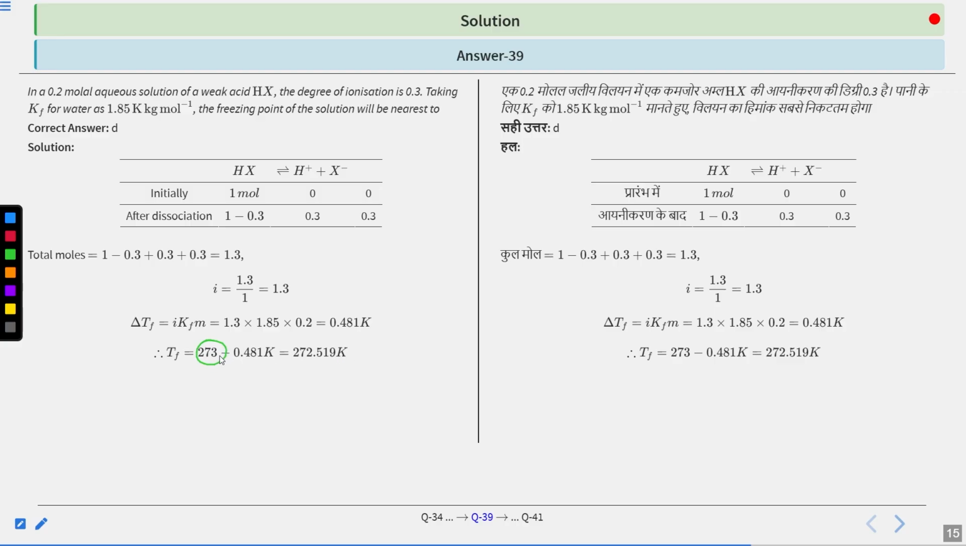So they have done it in this way. You have to calculate it in degrees Celsius, so they do this at last. You see, you have converted to degrees Celsius. It is minus 0.481 degrees Celsius. It will be more convenient if you directly take 0 here, so it will give your Tf directly as minus 0.481 degrees Celsius without any conversion. In this way you will solve this question to get the correct answer as D. Moving on to the next question.